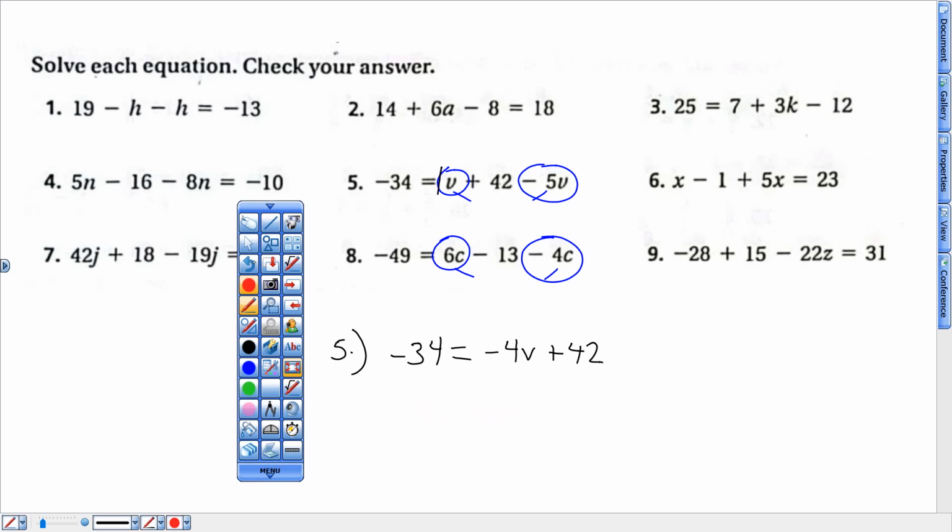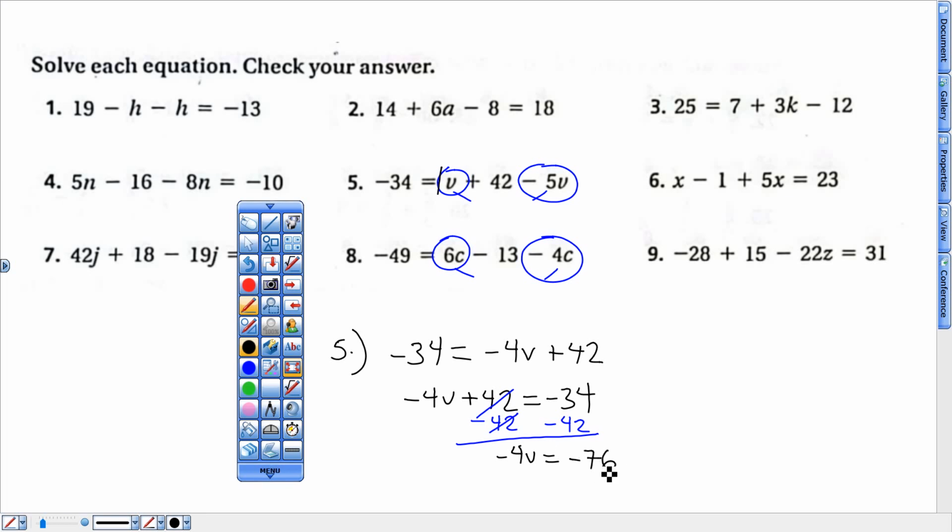If I was you, I would take this and flip it around because it looks kind of weird the way it is. Flip it around so it looks more familiar. So you have negative 4v plus 42 equals negative 34. You're going to have to subtract 42. That's the opposite of plus 42. You're going to have to combine that negative 34 and negative 42. You're going to have to bring down that negative 4 with the v. Negative 34 and 42 gives me negative 76.